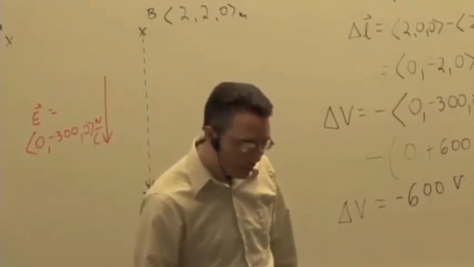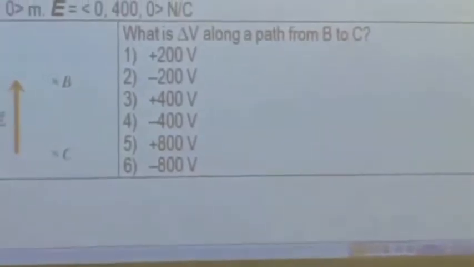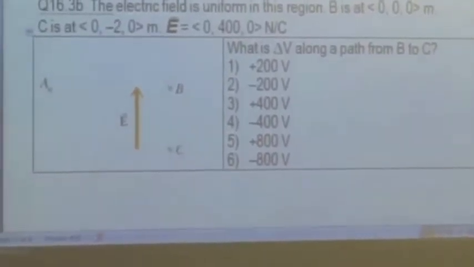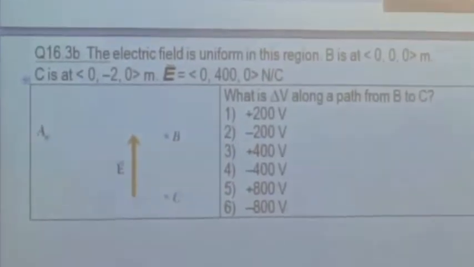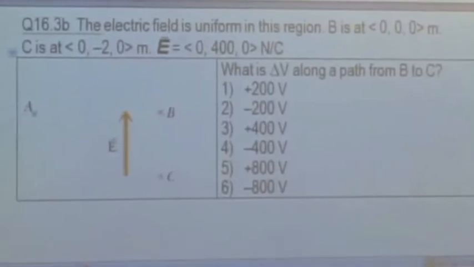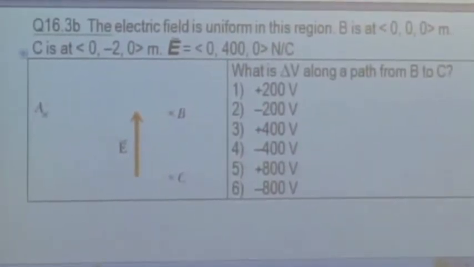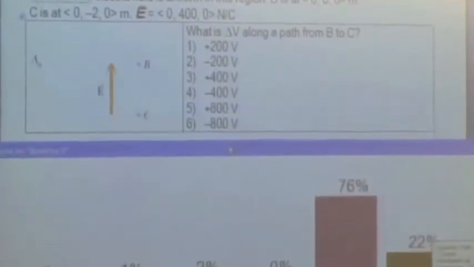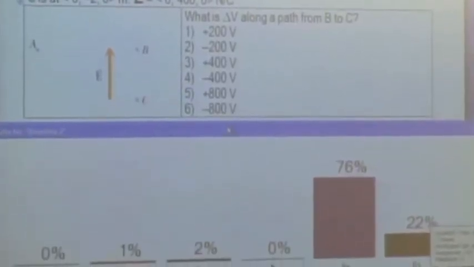Let's try another one. Same looking situation. We have now the electric field pointing up. B is at 0, 0, 0. C is at 0, negative 2, 0. Electric field is 0, 400, 0 newtons per coulomb. What's delta V, again, from B to C? Okay, a little bit better agreement on the sign this time, but still not perfect. Most of us are saying it is a positive 800 volts.